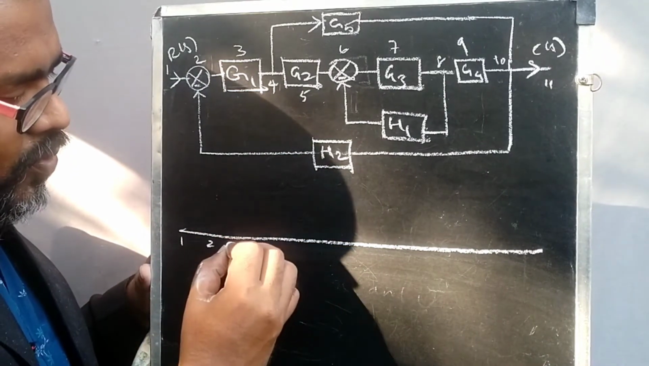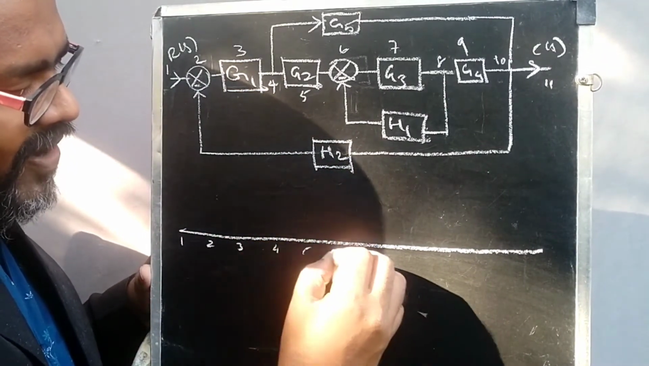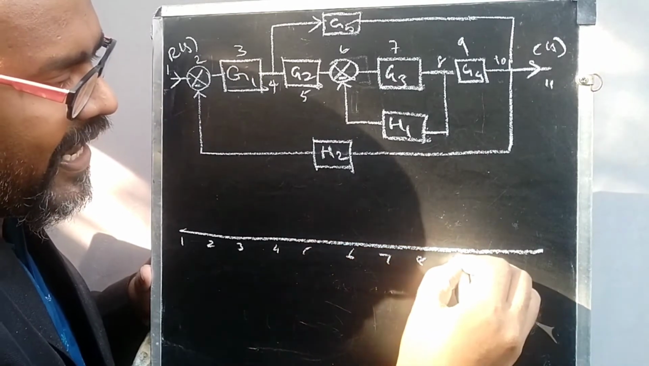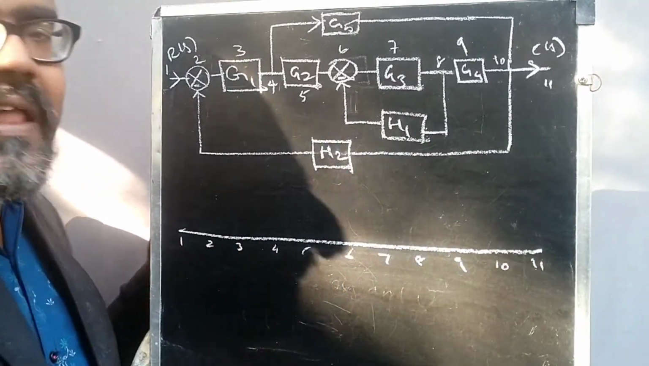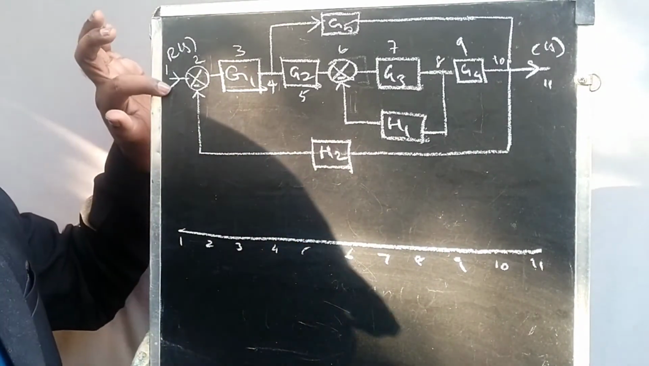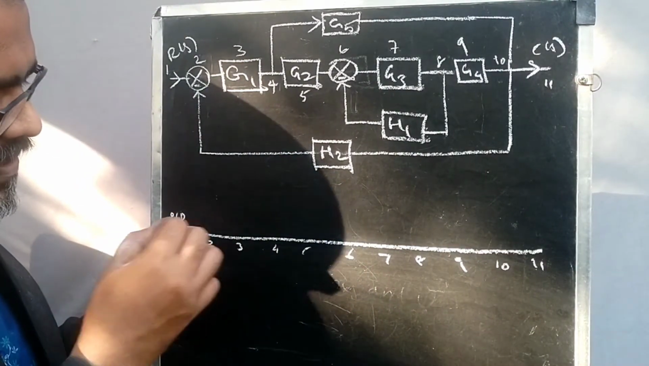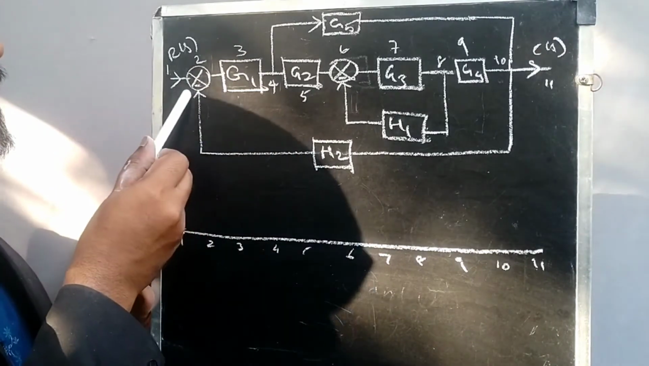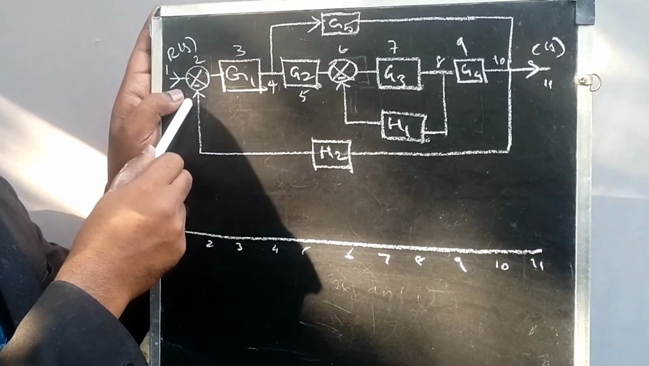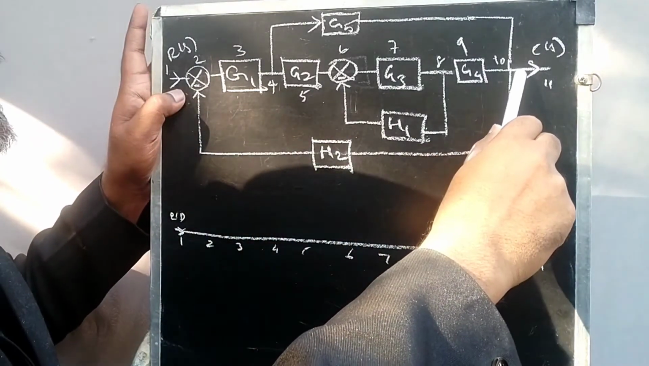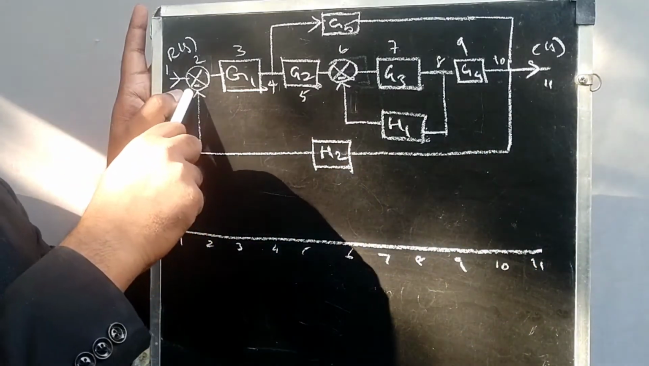1, 2, 3, 4, 5, 6, 7, 8, 9, 10 and 11. Here 1 is an input. That is R of S. Then this 2 is coming from where? From 10 it is coming to 2.